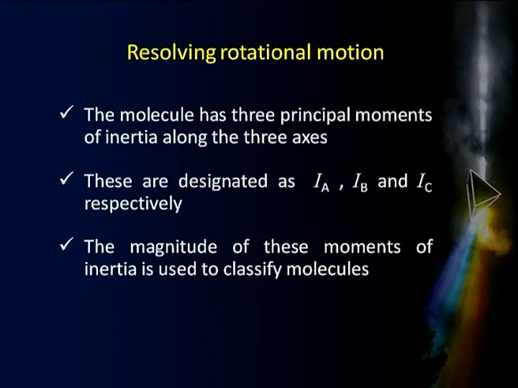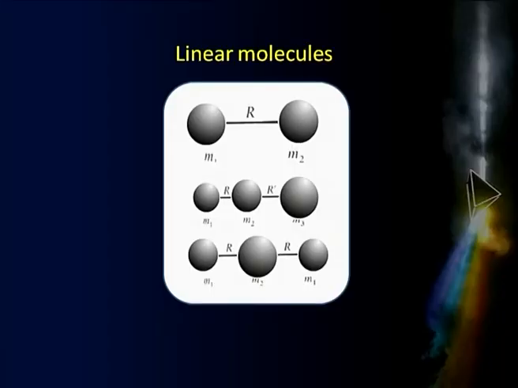What does it mean? If I have a molecule that is rotating, then depending on the values of the components, whether IA is 0 or non-zero, whether it is more or less, that is used to classify it. Let us take some examples. Typically, for linear molecules, I find that IA is equal to 0. Let us understand what that means.